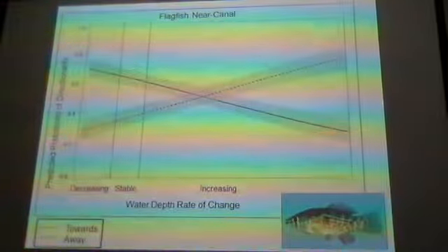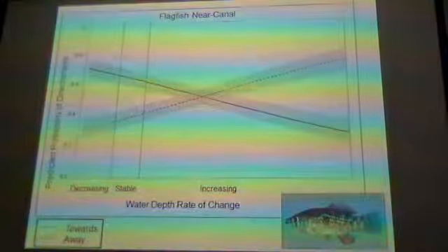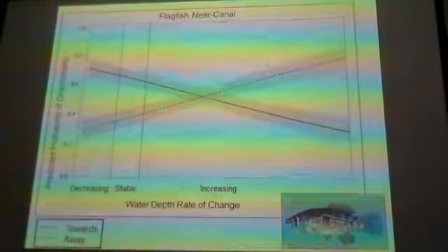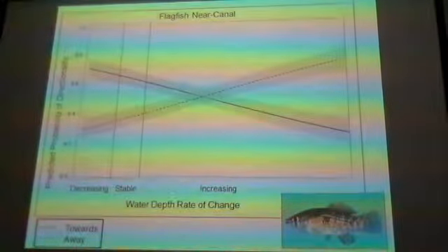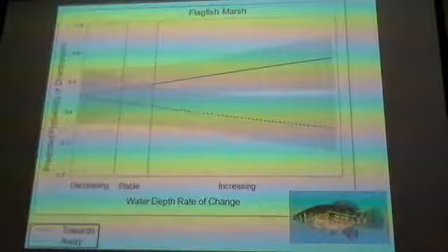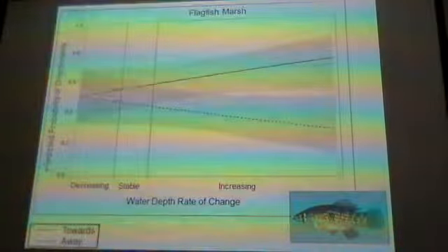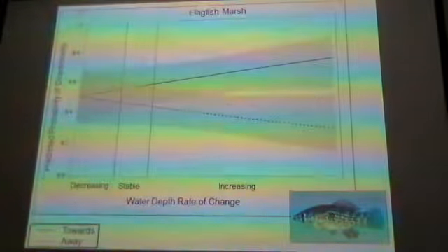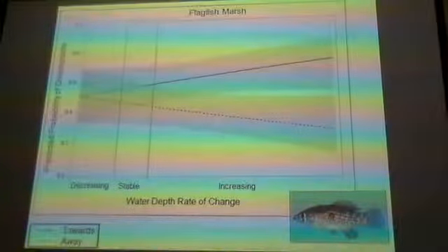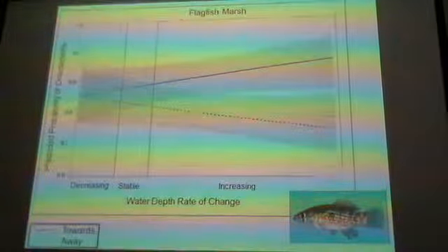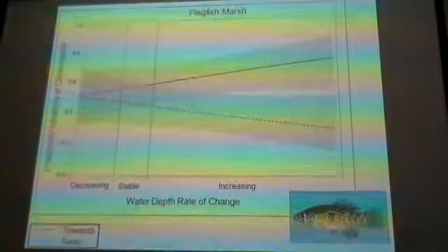And then moving on to the flagfish, again, somewhere in the middle, where as water levels are decreasing, he's still moving away from the canal. And similar conditions for the marsh too, although in the case of the marsh, they are moving away from the canal as water levels are increasing, which agrees some with their a priori hypotheses.